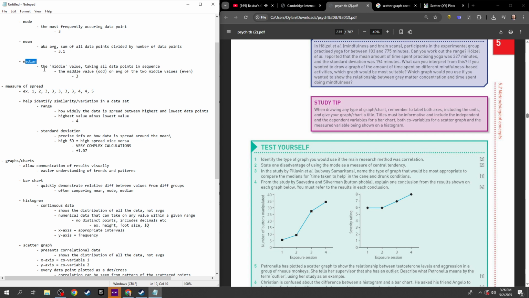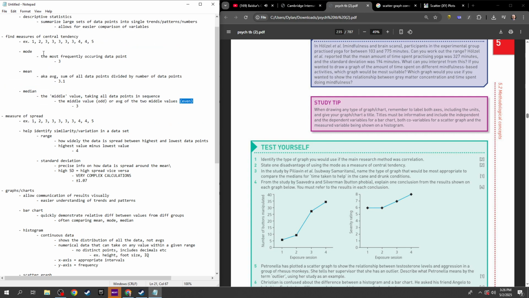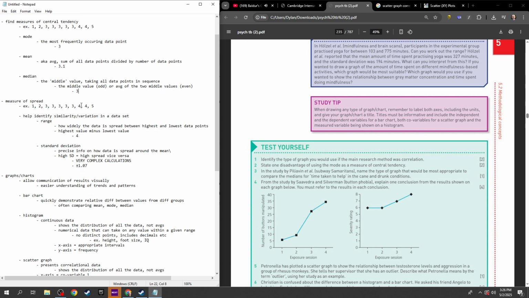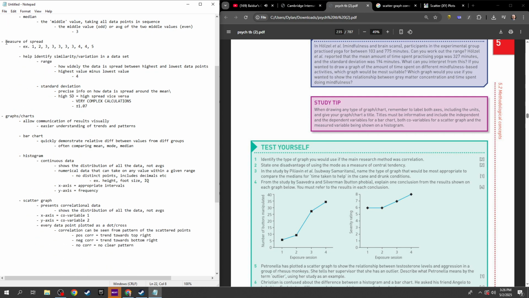And then finally the median, the middle value when taking all the data points in sequence: the middle value when it's odd, or the average of the 2 middle values when it's even. In this case, we have an even number of data points. So we take the 2 middle points, which are 3 and 3. The average of 3 and 3 is obviously 3. So it's 3.